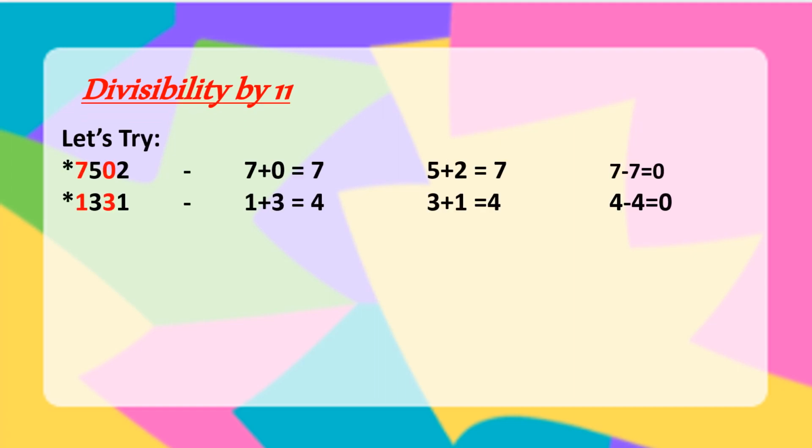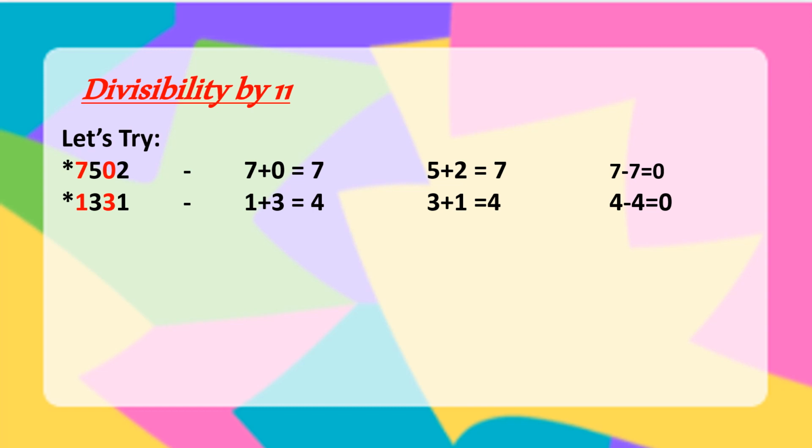Alright, so let's have divisibility by 11. The first given is 7,502. So all we have to do is take a look at the digits in the odds place, which are 7 and 0. Get the sum of that, which is 7 plus 0 is 7. Then, the digits in the evens place, which are 5 plus 2, will give you also 7. After that, subtract the result of the odds place from the evens place. So, 7 minus 7 will give you 0. If the result is 0, it means that the given is divisible by 11.